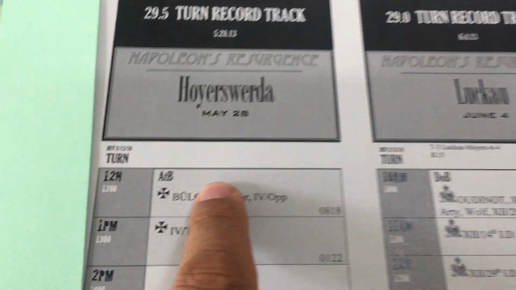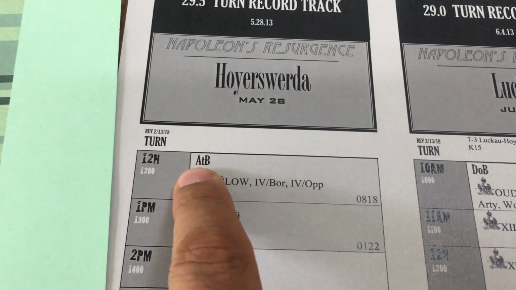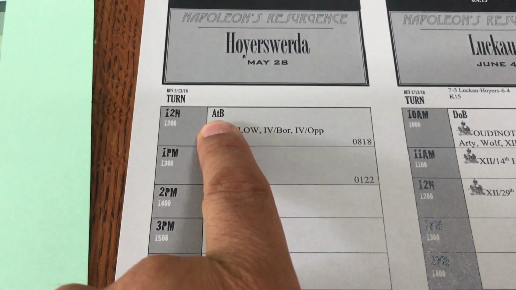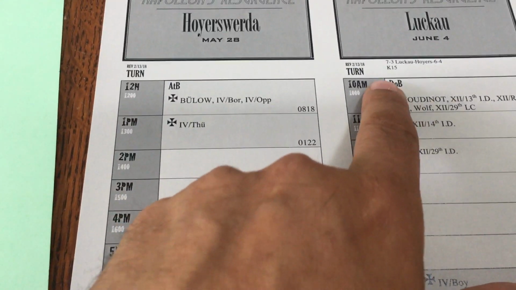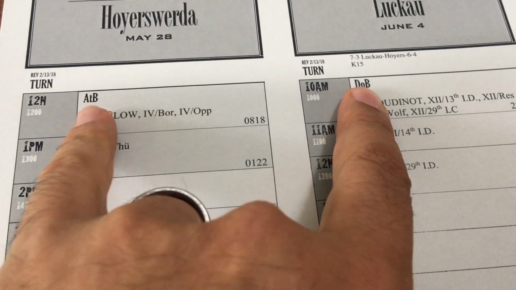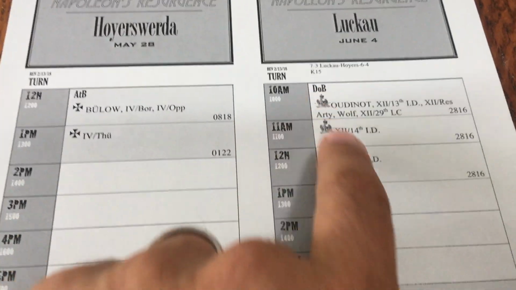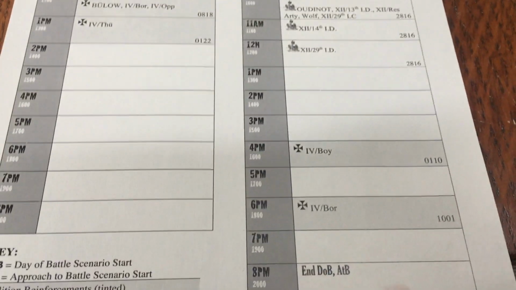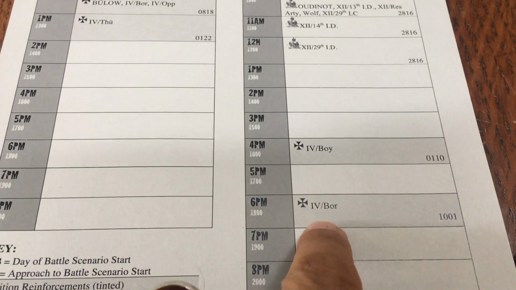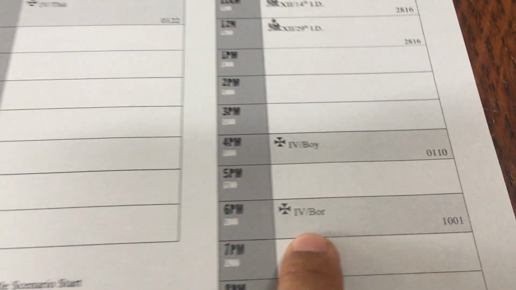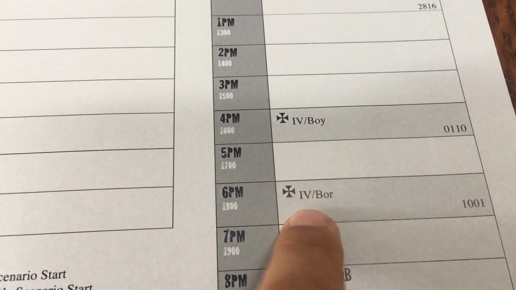The reinforcements. So, for example, on this turn track for Hoyerswerda, this is the approach to battle. Start time. This is the day of battle start time. Those are different scenarios. So if you want to play the longer game, this is the approach to battle. Your units will be marching in, and then the day of battle is the shorter scenario. And you see here's all of the reinforcements, and they're basically reflecting what was on that green sheet.